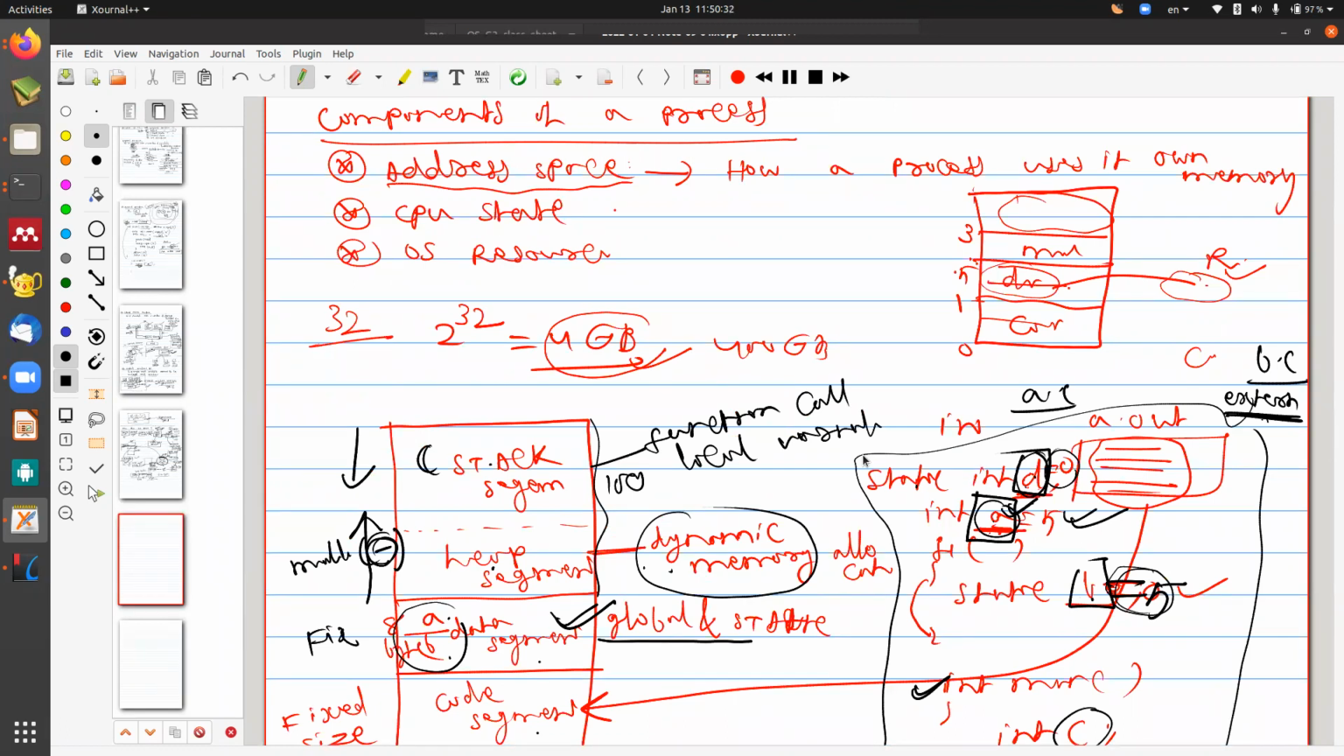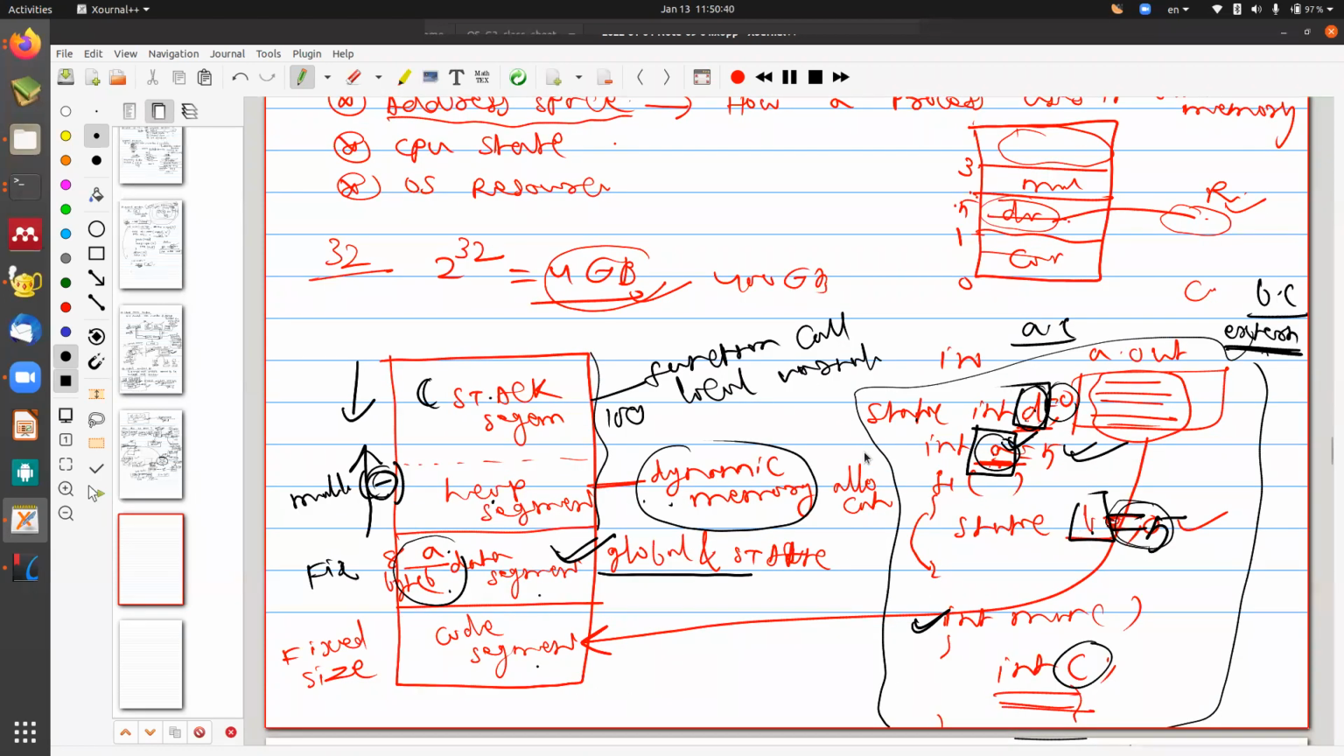Sir, implementation-wise, the stack will decrease in address and the heap will increase in address. Very nice. If I start at 0 and it becomes 100 during the implementation, while pushing it will be minus minus, and while popping it should be plus plus. Correct. Okay, sir, that's correct.